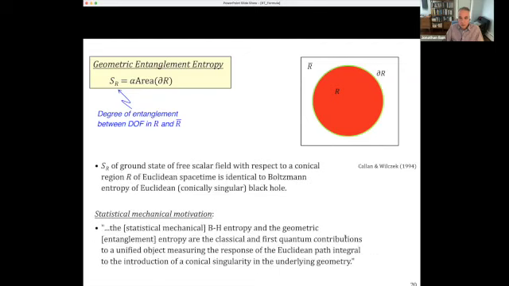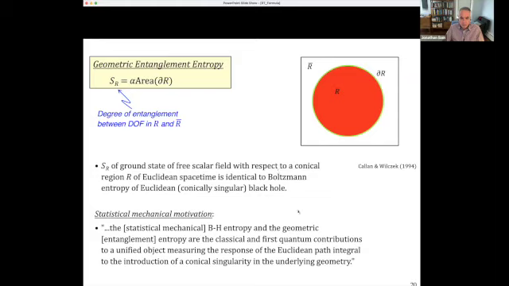Now, in another article around this time, Callan and Wilczek derive essentially the same formula. In their derivation, they derived the entanglement entropy of the ground state of a free scalar field with respect to a conical region of Euclidean spacetime. And they show that it's identical to the statistical mechanical entropy of a Euclidean black hole.